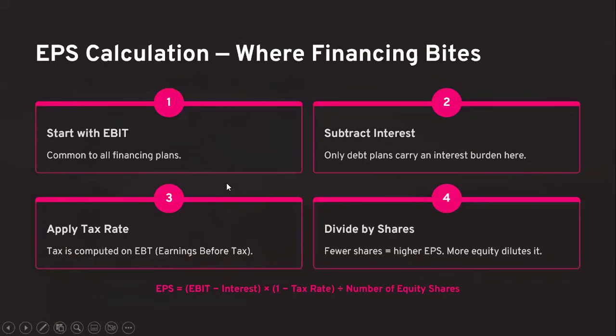So let's start the calculation of EPS. First, find out all the financial plans. Second, find out the structure of debt, decide the interest rates, apply the tax rate, and after dividing by the shares, I can find out earning per share.